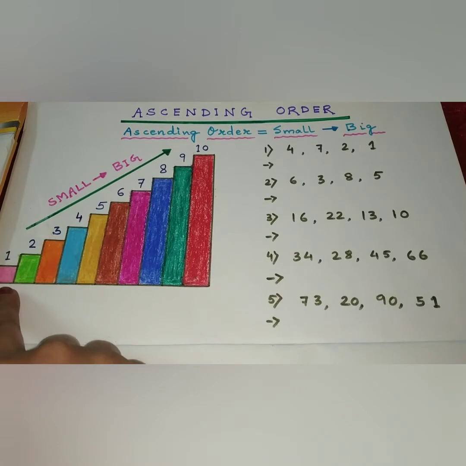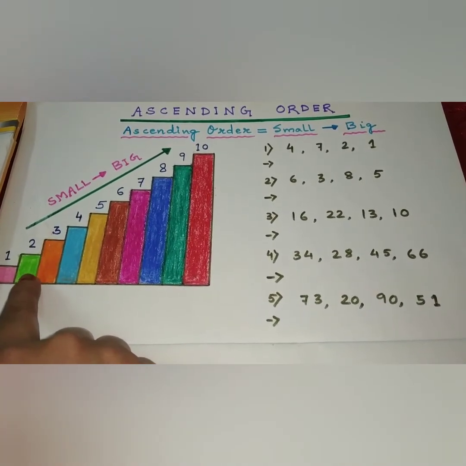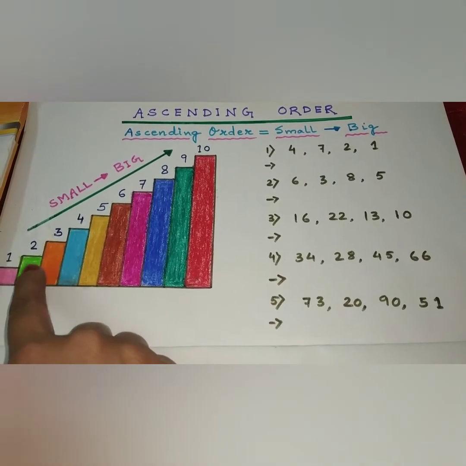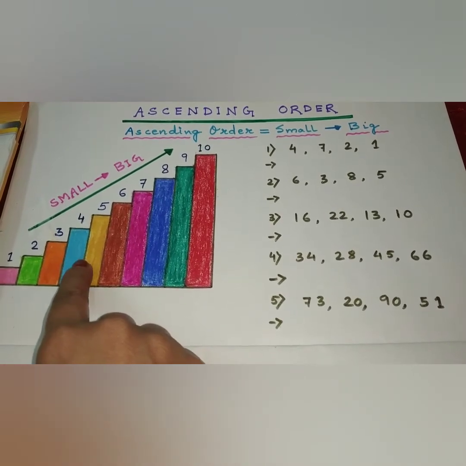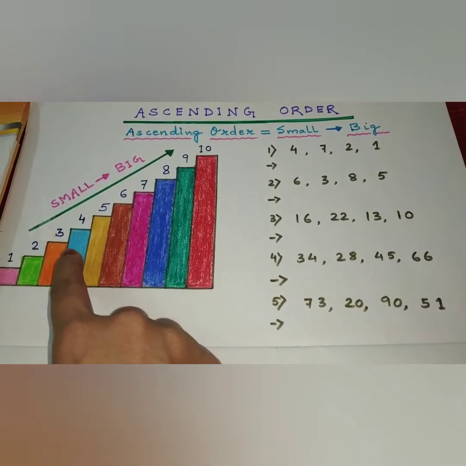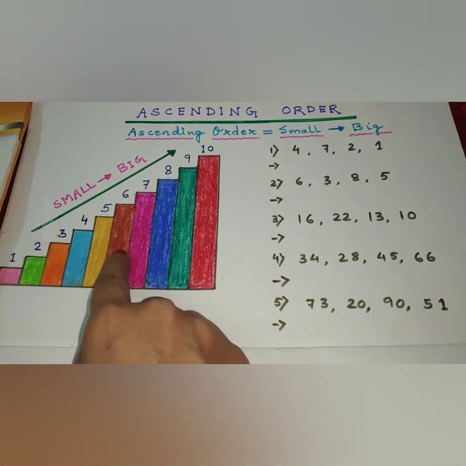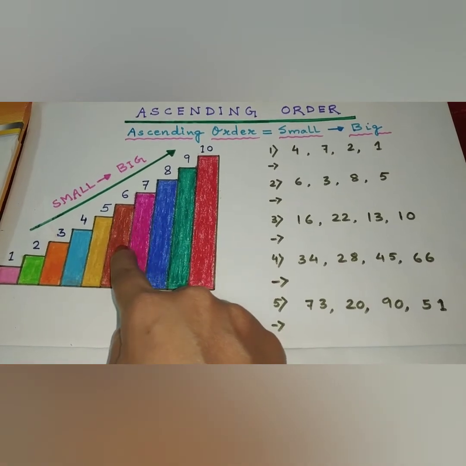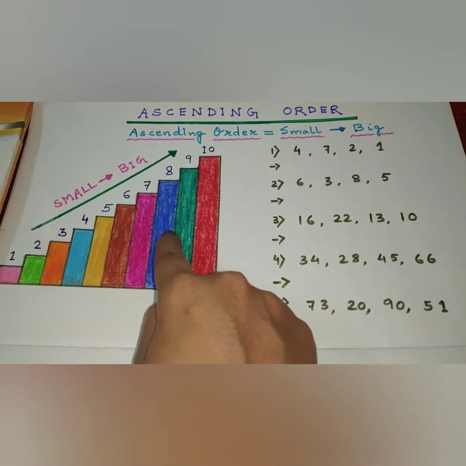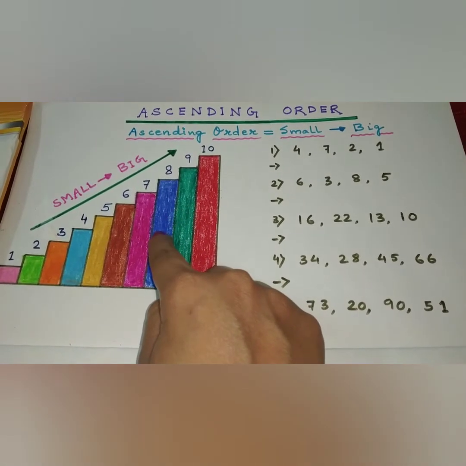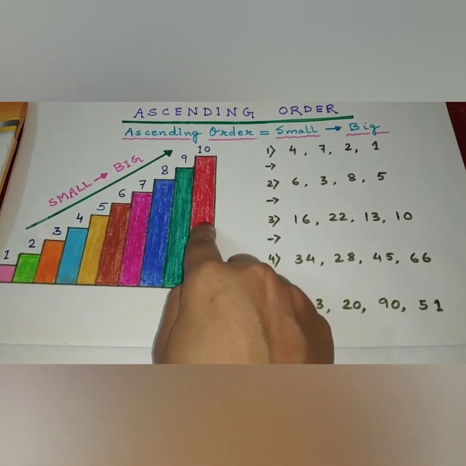The first number is 1, next is 2, 1 is smaller than 2, then comes 3, 2 is smaller than 3, then 4, 3 is smaller than 4, then 5, 4 is smaller than 5, then 6, 5 is smaller than 6, then 7, 6 is smaller than 7, then 8, 7 is smaller than 8, 9, 8 is smaller than 9, and 10, 9 is smaller than 10.